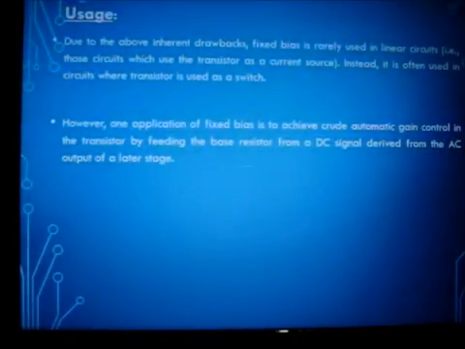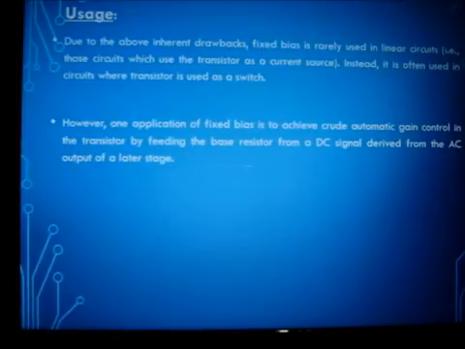Now what is the use of this circuit? You have seen there are three drawbacks of this circuit. Due to these drawbacks, fixed bias is rarely used in linear circuits. Linear circuits means those circuits where you use the transistor as a current source. In that case, they will suffer from thermal runaway. Instead, it is often used as a circuit where the transistor is used as a switch. It is better to use it as a switch.